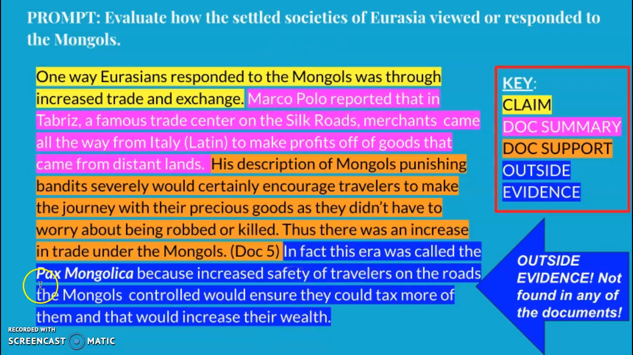What you don't want to do is just mention Pax Mongolica and not make any connections. Also, keep in mind, you only have to have one piece of relevant outside evidence in your entire essay. I would say do two. That way you can hedge your bets.